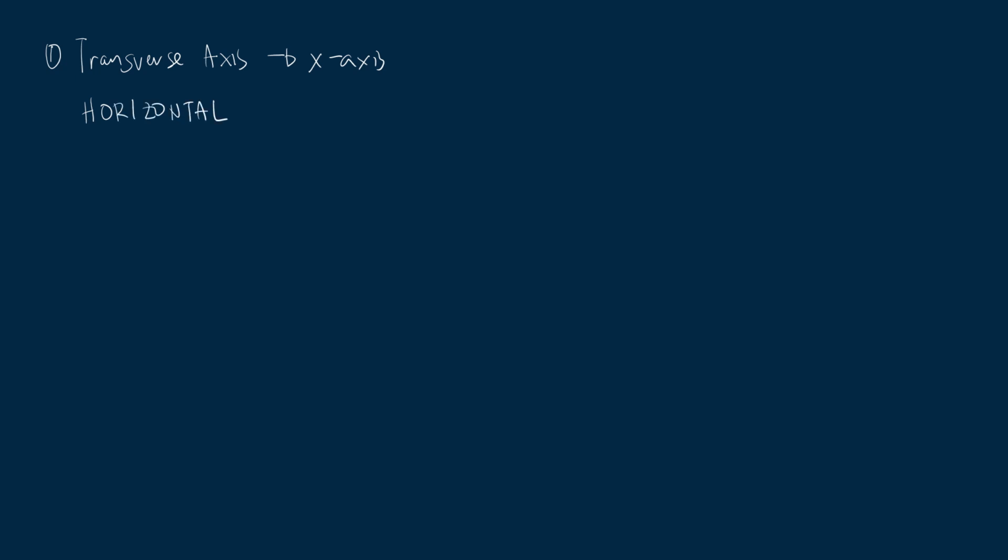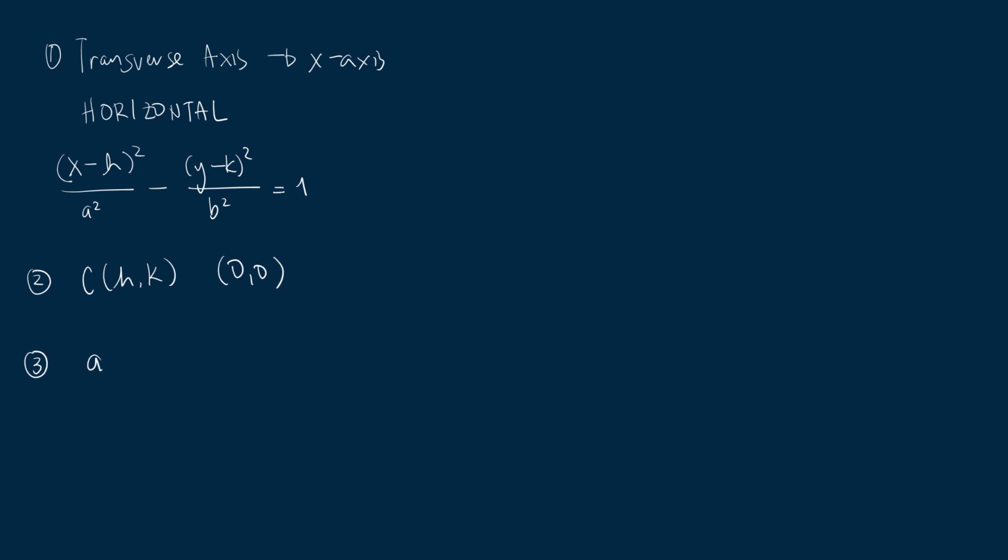So, we can assume our standard equation should be, again, in this format of x minus h squared over a squared plus, minus y minus k squared over b squared is equal to 1. Okay? And then number 2, it says that your center is at h and k. So if your center is at h and k and it is on the origin, it is 0, 0. And lastly, number 3 says that a is equal to 6 and your b value is equal to 8.